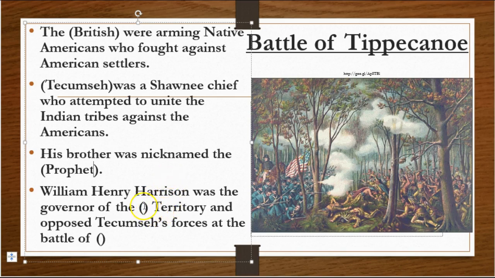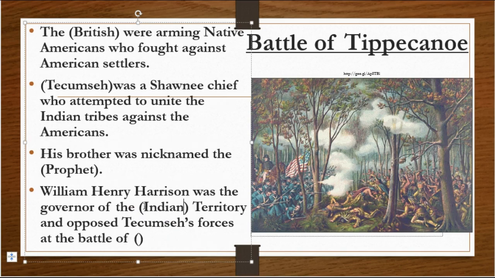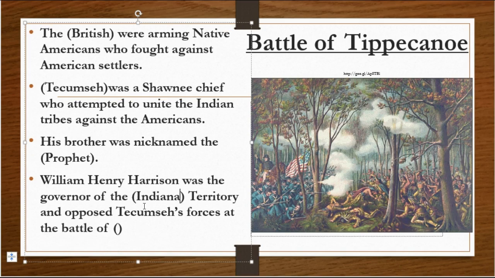In the Indiana Territory is where one of the main battles took place, and that battle was called the Battle of Tippecanoe, which is right up here on the slide. The Battle of Tippecanoe was very important because this battle was where William Henry Harrison led American soldiers against Tecumseh and his forces. And in the end, as has been the case for almost all of the things we've talked about this year with Native Americans, the Native Americans lost, and the Americans were able to take the land that the Native Americans had.